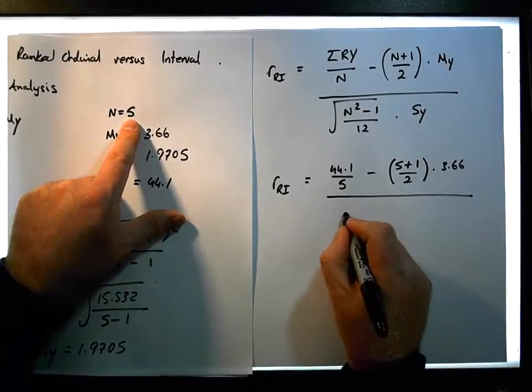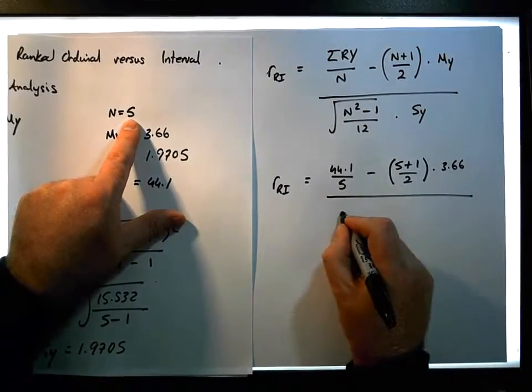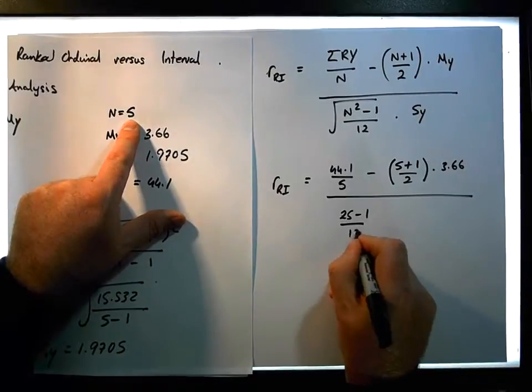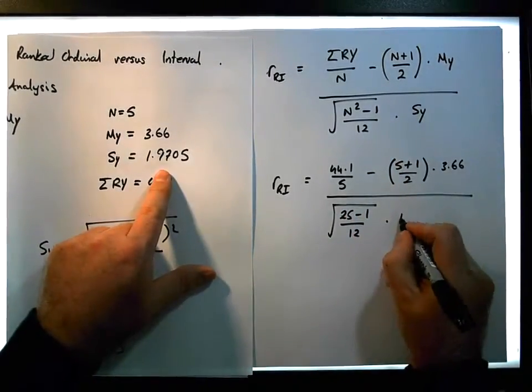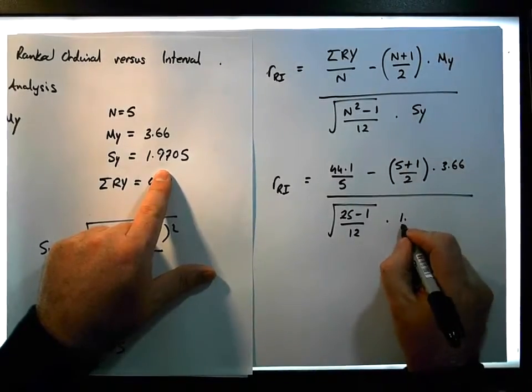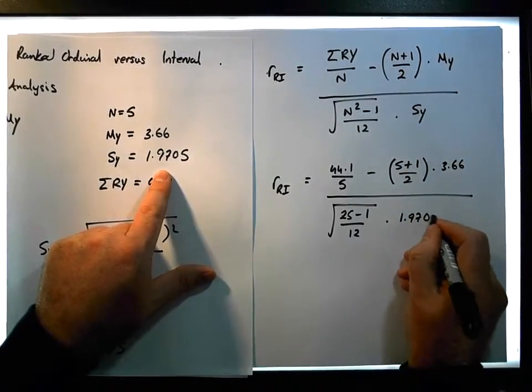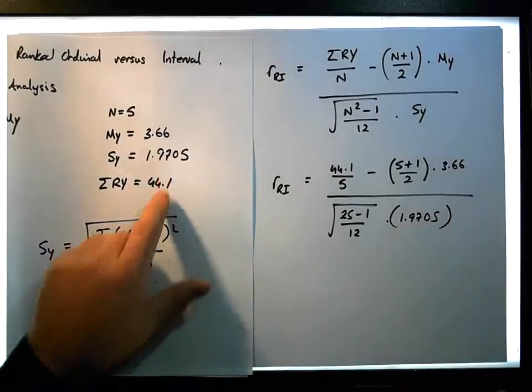Observations, which is 5 squared, which is 25. So 25 minus 1 all over 12, and it's the square root of that, which needs to be multiplied by the standard deviation of the interval variable, which is 1.9705. So it's multiplied by that. So what do we end up with?